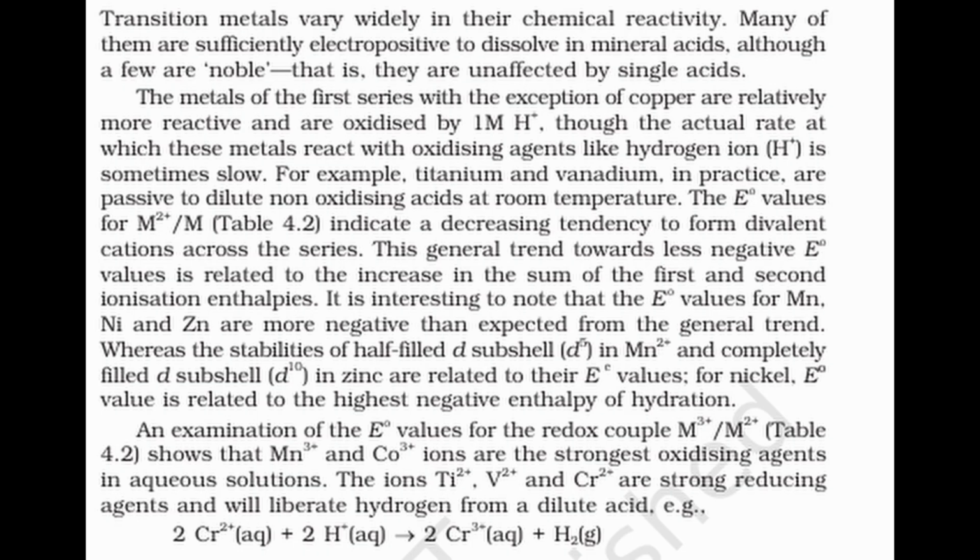Manganese shows this deviation because its M2+ ions have stable electronic configurations, d5 for Mn2+, and d10 for Zn2+. In the case of nickel, the unexpectedly negative value comes from its very high hydration enthalpy. Now, if we compare the redox couple M3+ to M2+, the strongest oxidizing ions in aqueous solution are Mn3+ and Co3+. On the other hand, Ti2+, V2+, and Cr2+ act as powerful reducing agents. They can easily donate electrons and even liberate hydrogen gas from dilute acids.